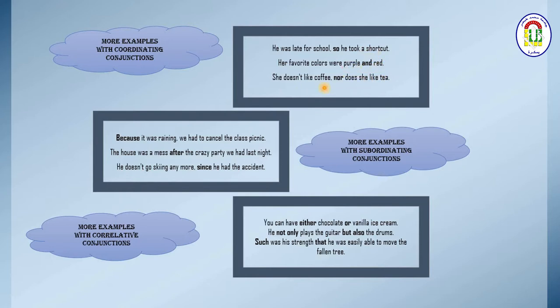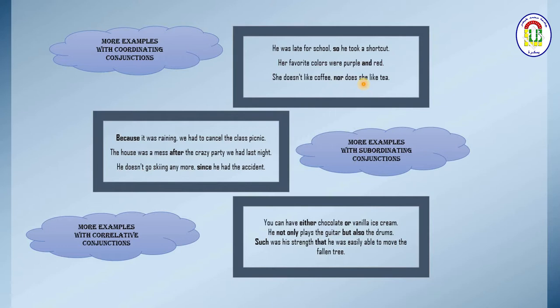She doesn't like coffee, nor does she like tea. Here, when we use nor, normally we invert the subject and the verb. So we say does she, not she does. We say nor does she, as if it is a question, but it ends with a full stop. Okay, my dear students, this is the rule. So with nor, we normally invert them.